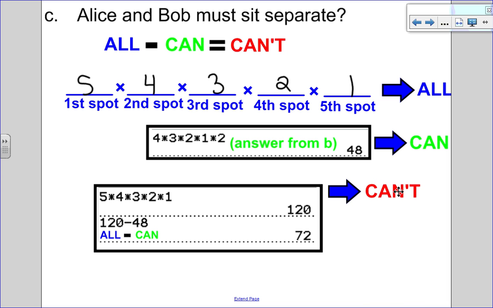5, 4, 3, 2, 1 works out to be 120. So my all minus can, all the ways, no restrictions, 120. Take away all the ways they can sit together, 48, means 72 ways that they can't sit together. So hopefully that makes sense to you. So stay positive, never solve a can't question, always solve an all minus can question.